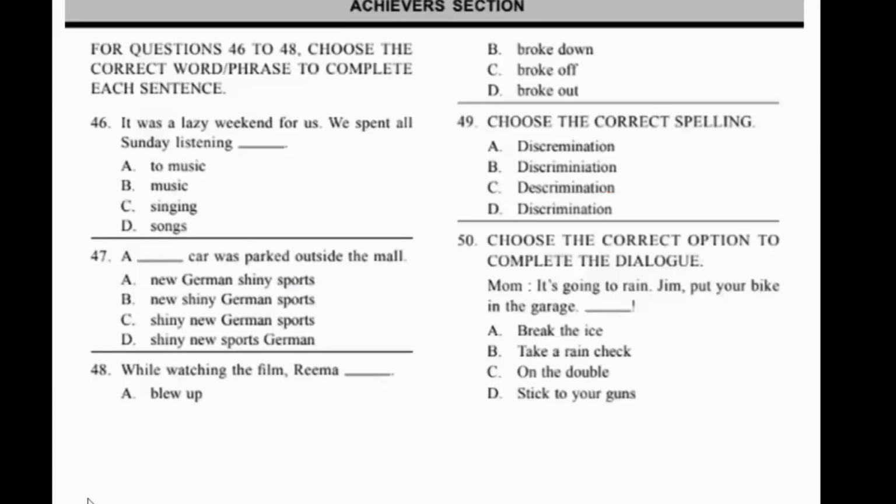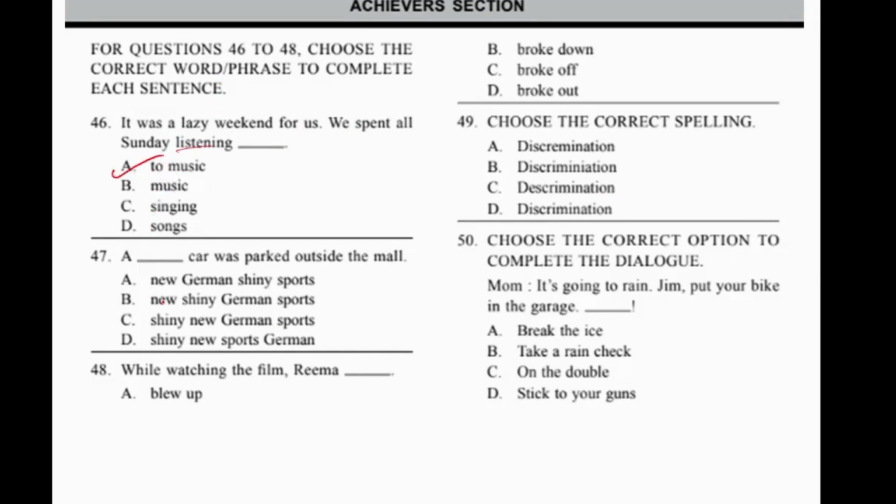Now, coming to the last section, that is the achiever section. For questions 46 to 48, choose the correct word or phrase to complete each sentence. It was a lazy weekend for us. We spent all Sunday listening dash. Listening to what? Listening to music? Listening music? No, this is not complete. Listening singing? No. When it is about listening, obviously it should be to music.